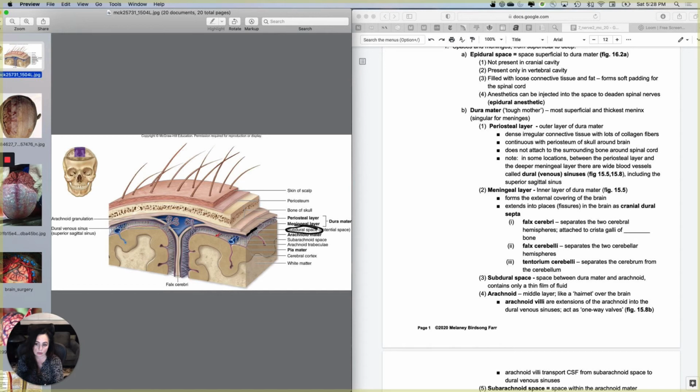And then deep to that, what we are going to run into is the spiderwebby layer. And the spiderwebby layer you can see right here. This spiderwebby layer is called the arachnoid, or the arachnoid mater. Okay, and you can see it labeled right there. What it is is a whole bunch of collagen fibers reaching down from the bottom layer of the dura mater all the way to the pia mater.